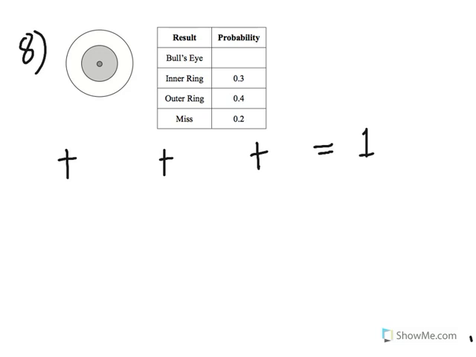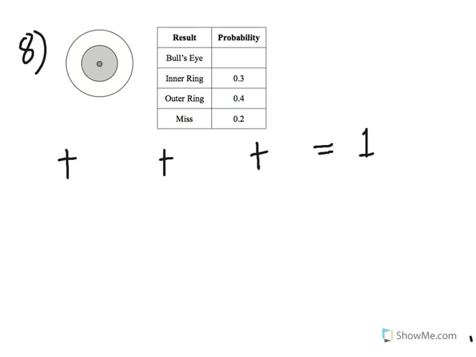Okay, in question 8 you're being given a dartboard and the probabilities that you will hit the inner ring, the outer ring, and that you'll miss. You're being asked the probability that you will hit the bullseye or the inner ring. First of all, we need to find the probability it'll hit the bullseye. Knowing probability, you should know that probability is a fraction, and all of the possibilities added will give you 1.